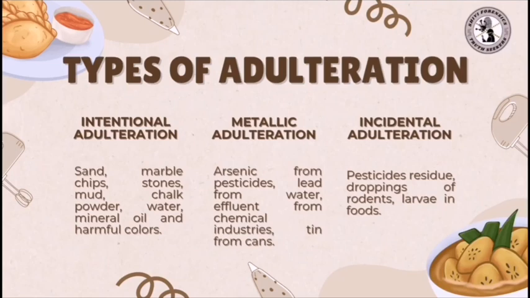Now let us look at the types of adulteration. Adulteration is subdivided into 3 types: intentional, metallic and incidental. Intentional adulteration includes adulterated things like sand, marble chips, stones, mud, chalk powder, etc. Metallic adulteration includes arsenic from pesticides, lead from water, effluent from chemical industries, tin from cans, etc. Incidental adulteration includes pesticide residues, droppings of rodents, larvae in food, etc.